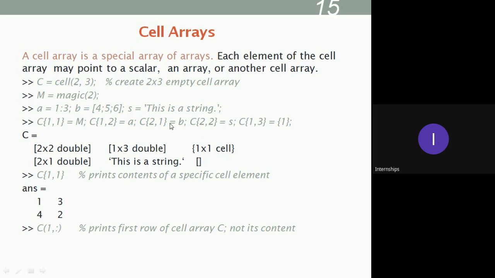That will give you the content of the C array. And then if you want to check what is the element of C11, you will get the content of the C11 element, that is the magic 2, because C11 was M, a magic matrix 1, 3, 2, 4, 2. So run this program in your command window and check the result.